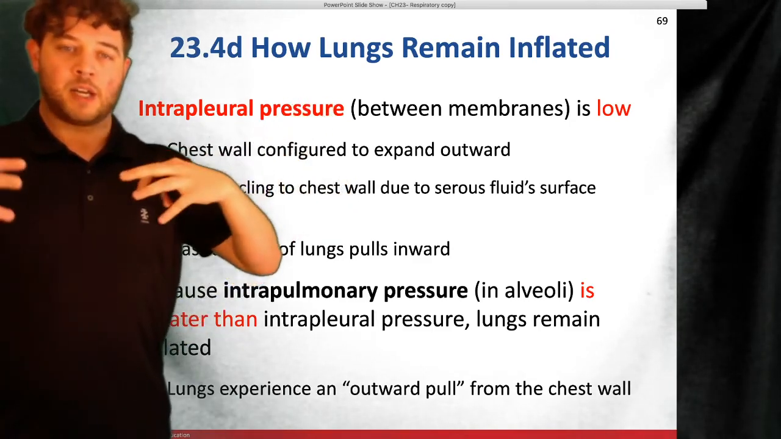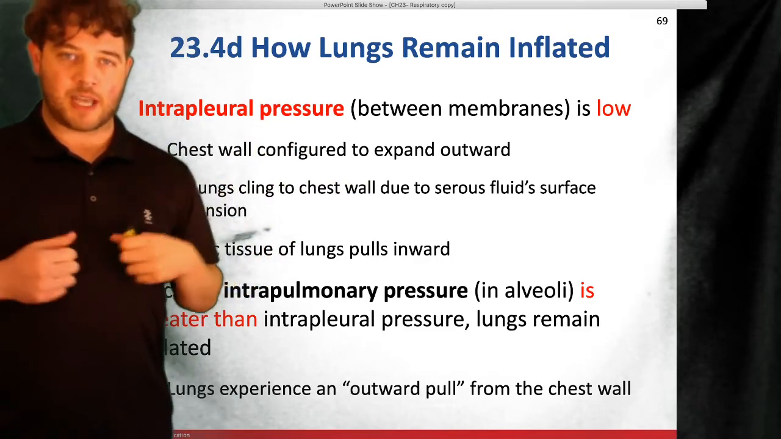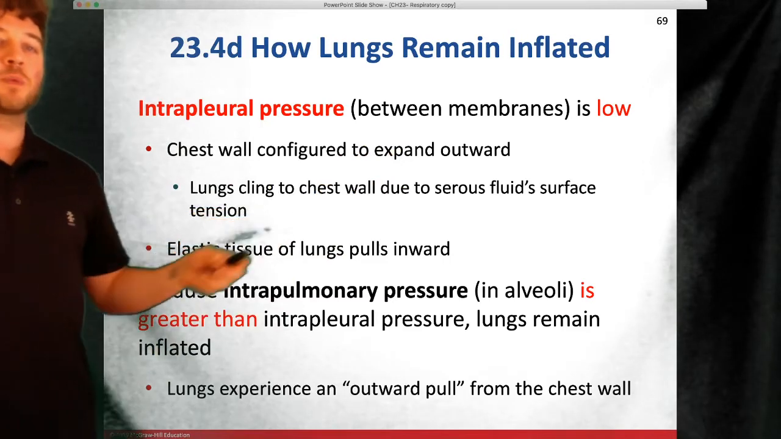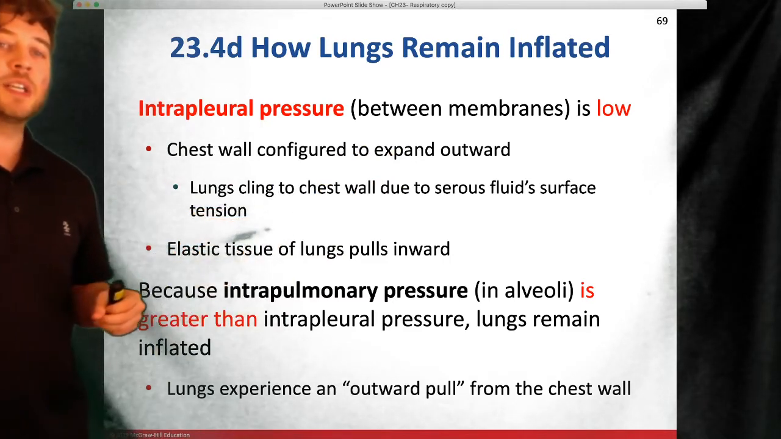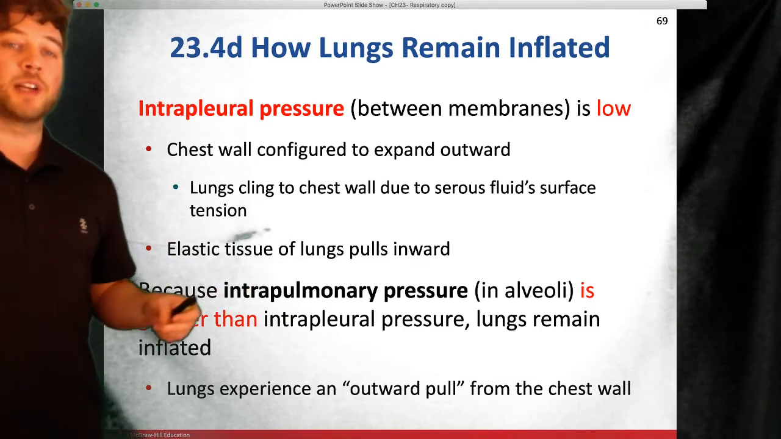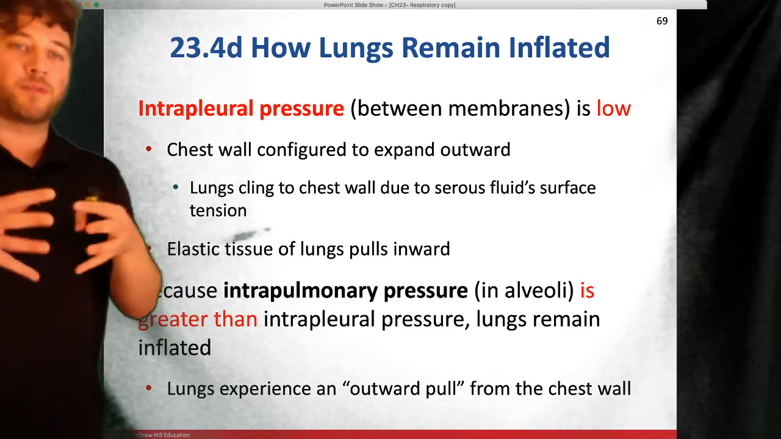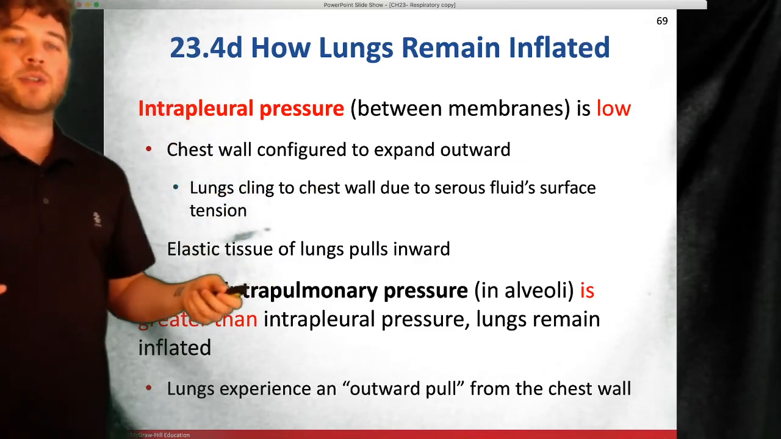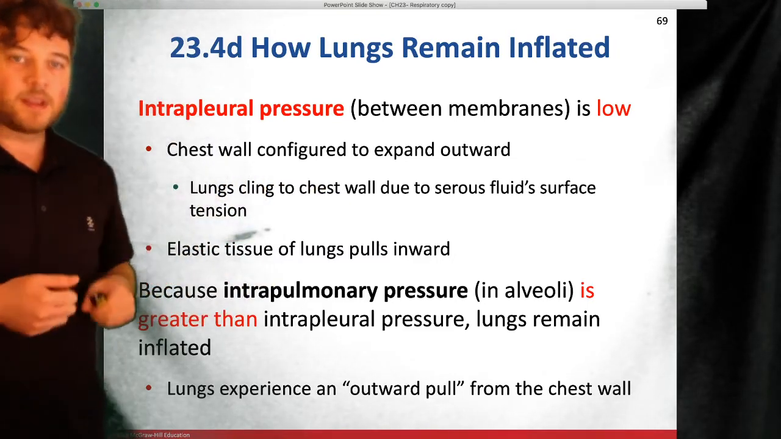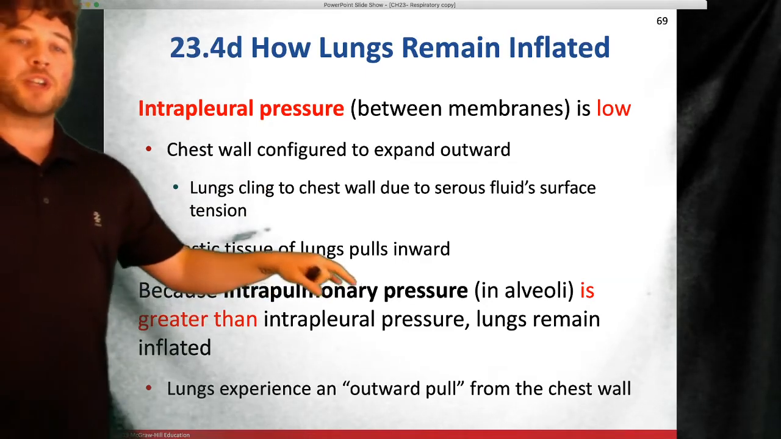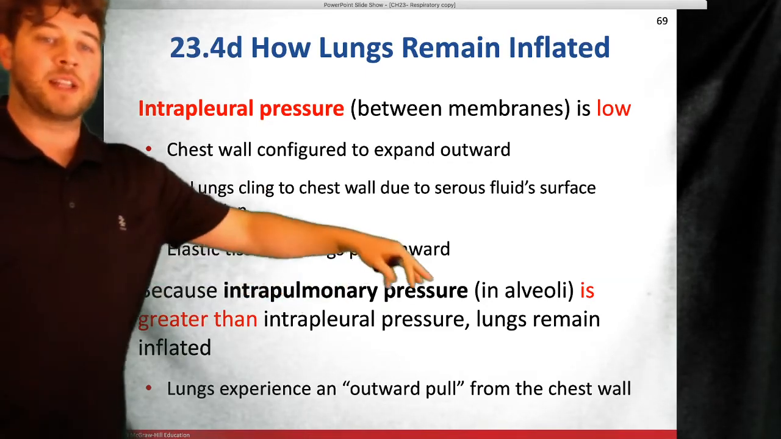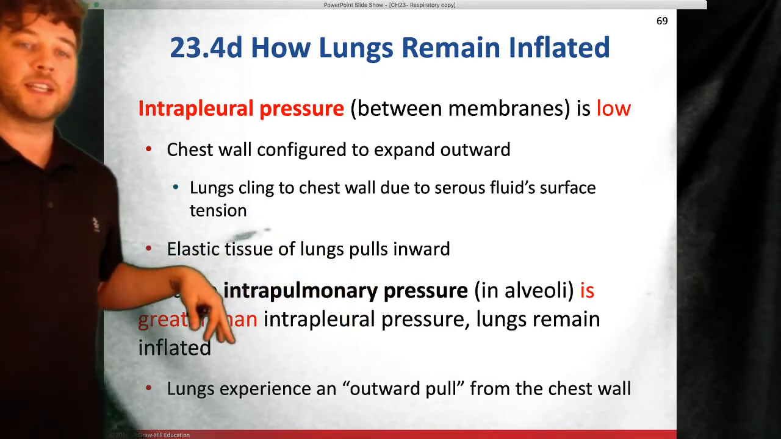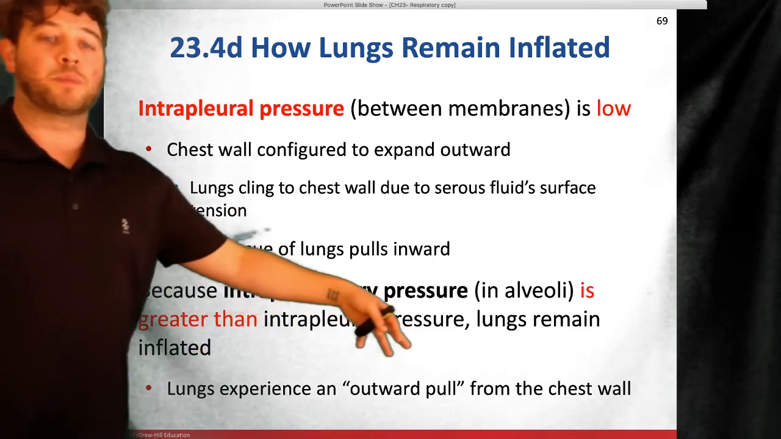If you do chest surgery, when they open up the chest cavity, the lungs will kind of expand and pop out. The lungs cling to the chest wall due to serous fluid surface tension, and the elastic tissue of the lungs pulls it inward. So you have these opposing forces of this serous fluid that's trying to hold the lungs open, while the elastic tissue of the lungs tries to pull them back in. Because the intrapulmonary pressure in the alveoli is greater than the intrapleural pressure, the lungs remain inflated.